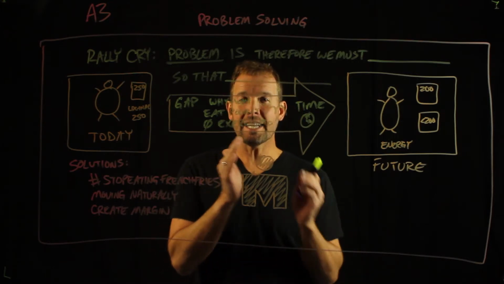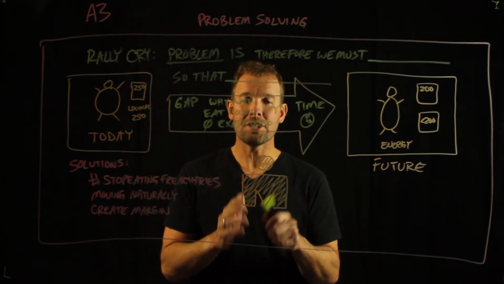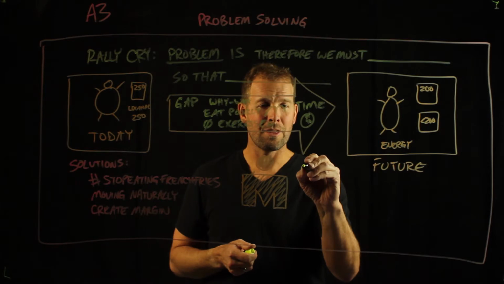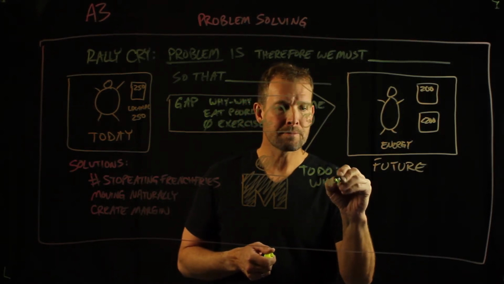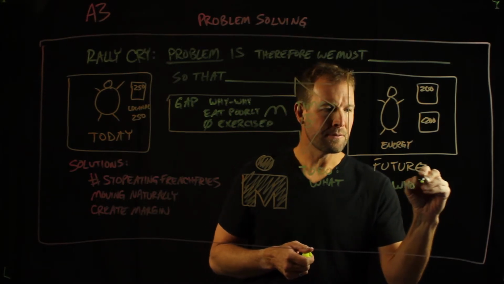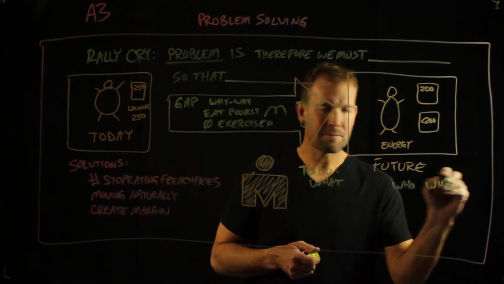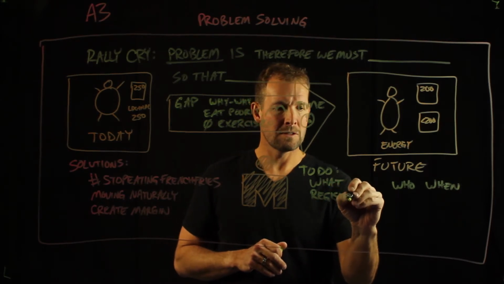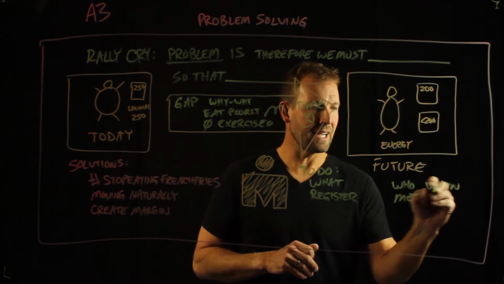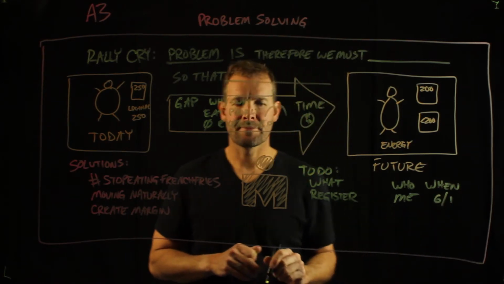Now, getting across that finish line meant I had to do some stuff. So I had to come up with my to-do list. What did I have to do? Who had to do it? And when did I have to do it? Obviously I had to register for the tri. That was me, and I had to do it by 6/1.